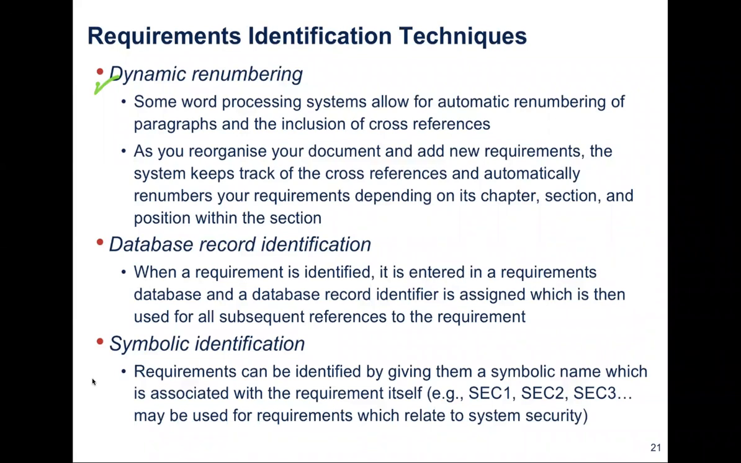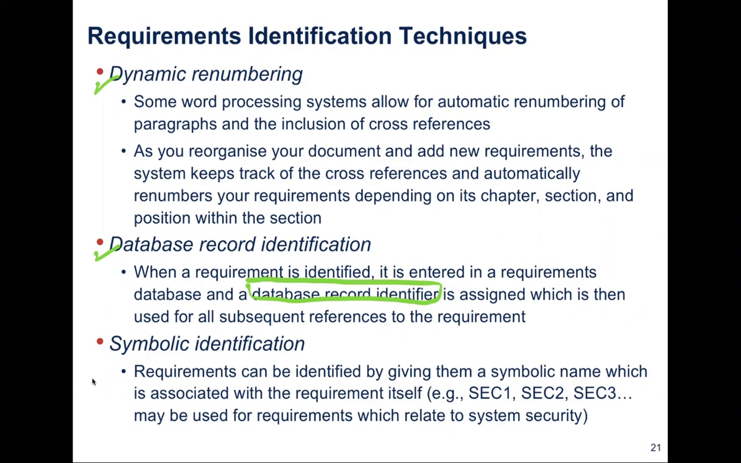But if we do have a database, maybe database record identification is a way to identify the requirements. When the requirement is identified, it is entered in a requirement database with a database record identifier. This is the identifier that we assign to each requirement, which is then used for all subsequent references to the requirement. That's how we provide a unique identification to the requirement, just by the usage of the database record identifier.